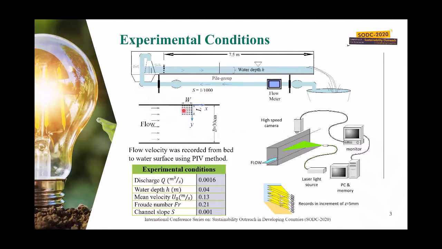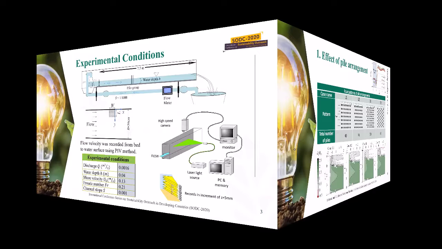The pile group was attached to the sidewall and the flow velocity was recorded from the bed to the water surface using the PIV method, particle image velocimetry method. For each increment of 5 millimeter layers, a total of 7 layers from the bed to the surface was recorded, and then it was analyzed with a technical software to obtain the velocity contours.